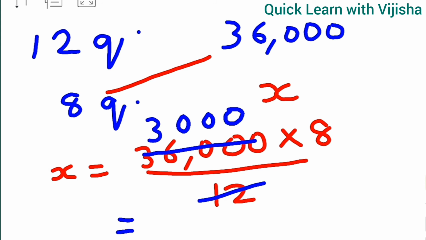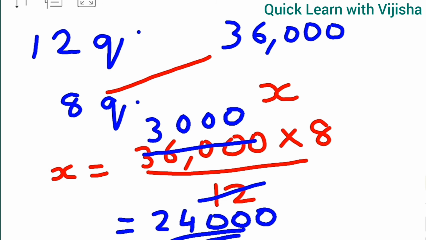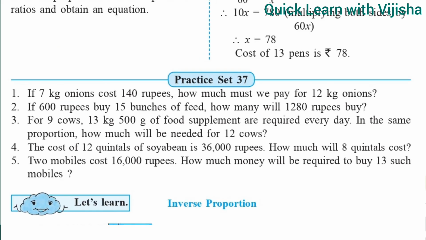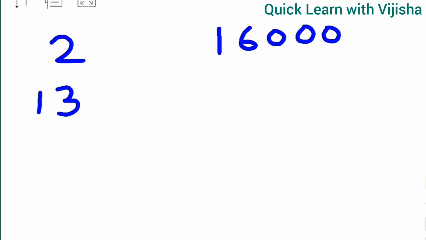Now let's multiply 3000 by 8, which will give you the answer 24 and 3 zeros. So the value will be 24,000. Understanding, children? We'll see the last question in this problem set. 2 mobiles cost 16,000 rupees. So I will write down 2 mobiles costing 16,000 rupees. How much will be required to buy 13 such mobiles? So under mobiles I will write 13, and we need to find the value for x.